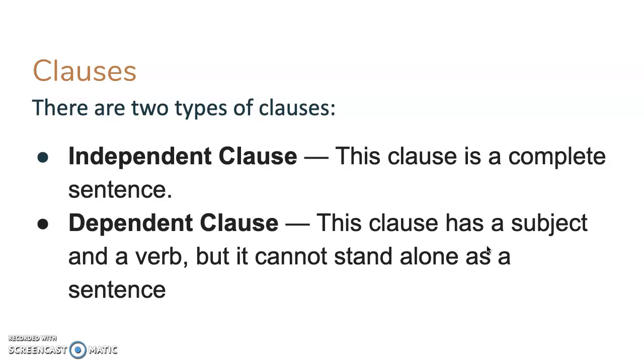Now, clauses are different. Clauses are a little more complete as units of grammar. Independent clauses are complete sentences. They can stand alone. They have everything they need to make sense. So if you just had them by themselves, they would be a complete thought that you could understand. A dependent clause is not complete. It has a subject and a verb, but it can't stand alone as a sentence. It needs more information for it to be considered complete.